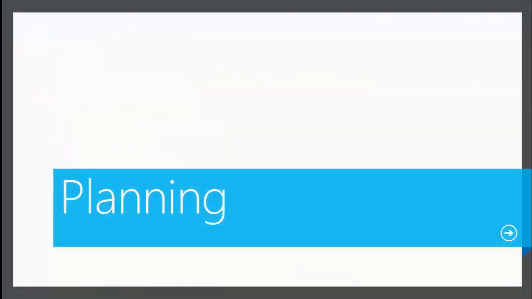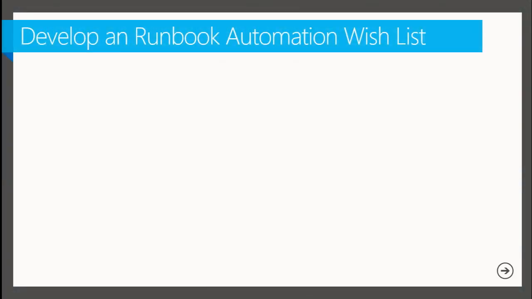So let's begin with the planning process. The first question we have to ask ourselves is, what do we want to automate? What do I want to automate first, more appropriately, right? And I think this is pretty easy.